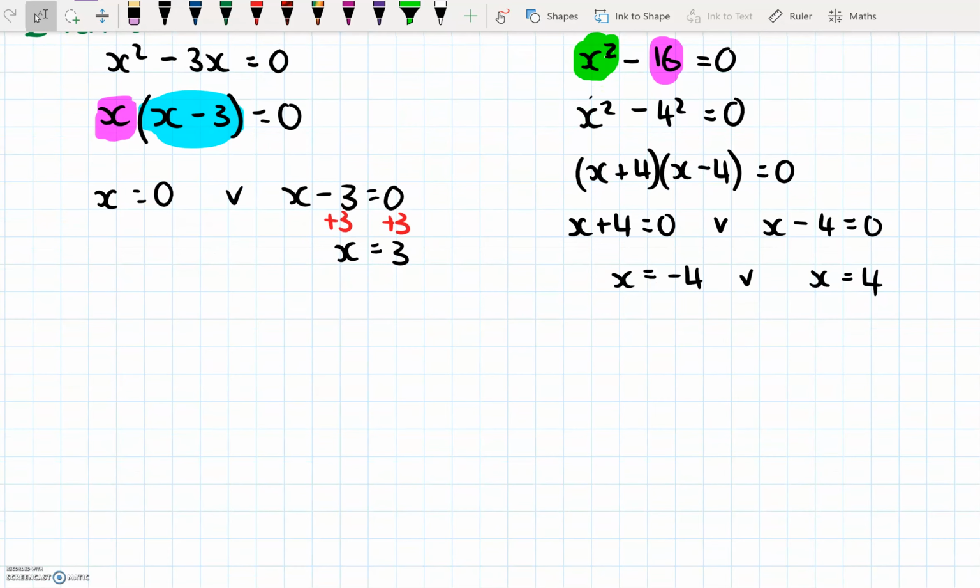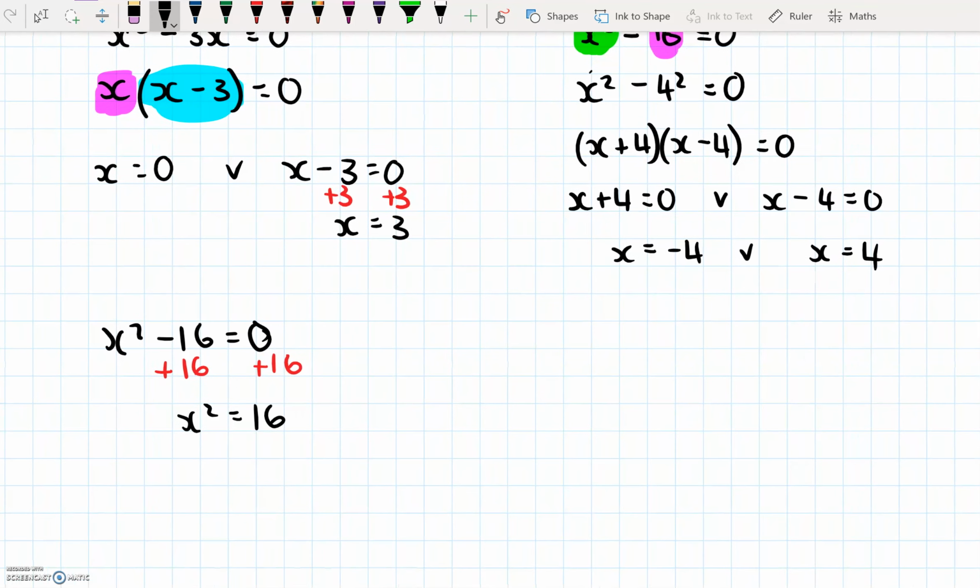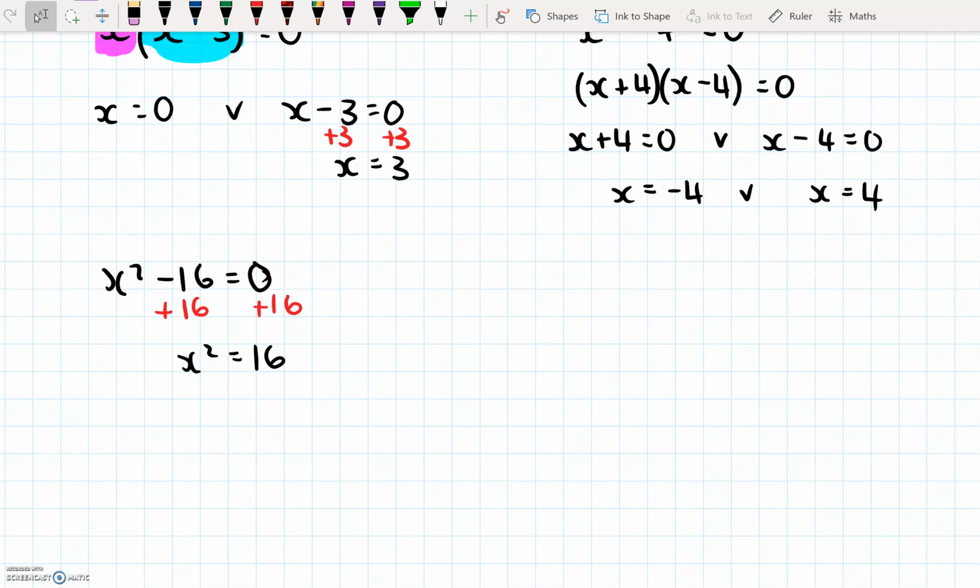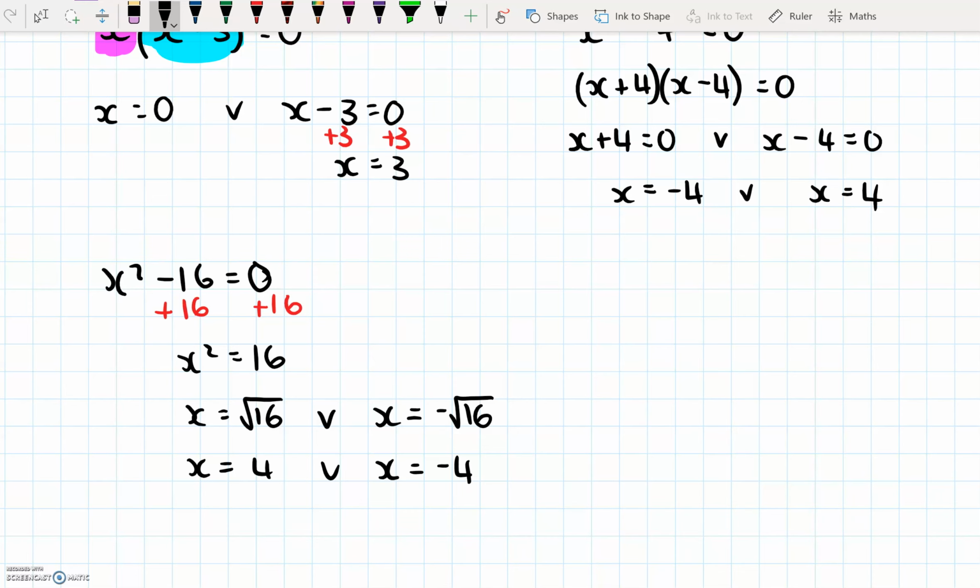With x squared minus 16 equals 0, the other way you can solve this one, normally we say you always have to make it equal to 0, but in this case you actually don't. At the start, if you add 16 to both sides, you get x squared equals 16. Then we can take the square root to make x by itself. So x is equal to the square root of 16, or x is equal to the negative square root of 16, which gives us x equals 4 or x equals minus 4.